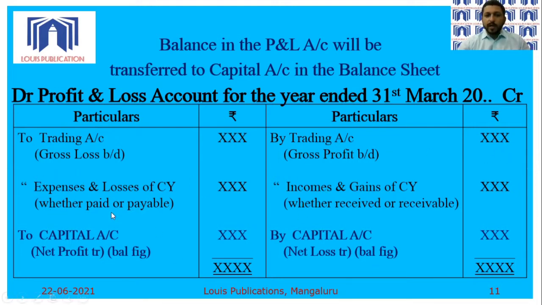So as usual, profit and loss account belongs to nominal account. We are going to debit all expenses and losses of the current year to the profit and loss account, whether paid or payable, whereas all incomes and gains of the current year will be credited to profit and loss account, whether received or receivable. And when we do so, if we get a credit balance, credit side total is greater than the debit side, then that credit balance is called net profit. And that net profit, as usual, will be transferred to capital account in the balance sheet.